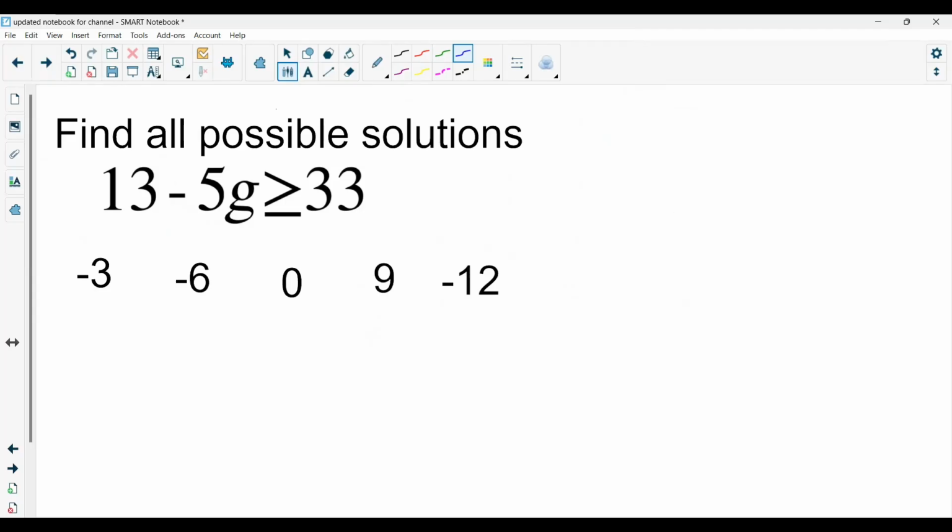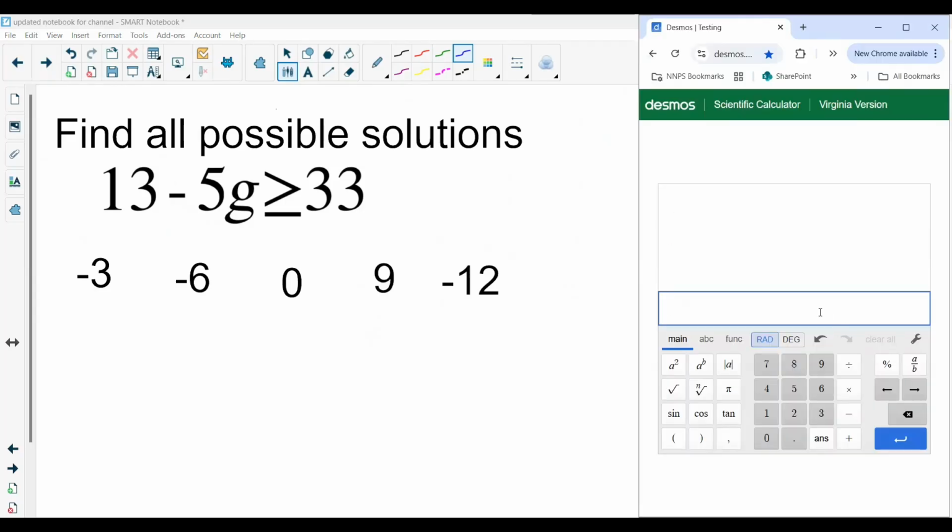Let's try another one. Go ahead and clear out your calculators if you were doing this with me. Clear it out, and let's start by typing 13 minus 5G. You see how the answer choices are listed again like this? There's no inequality signs in our answers. So we know that we have to go the extra step in our Desmos. We have to actually type out the whole thing and what the sign means.